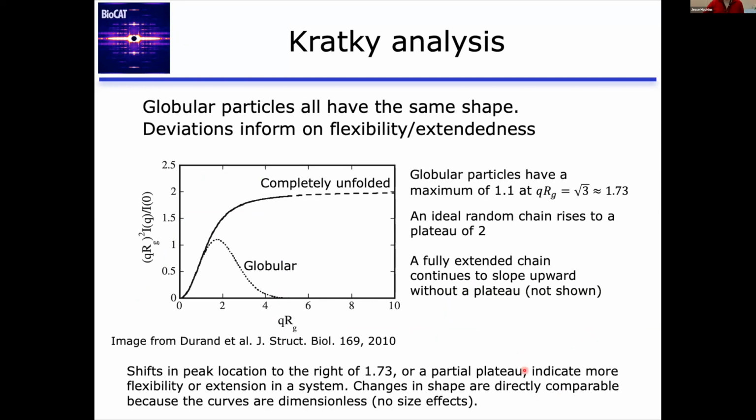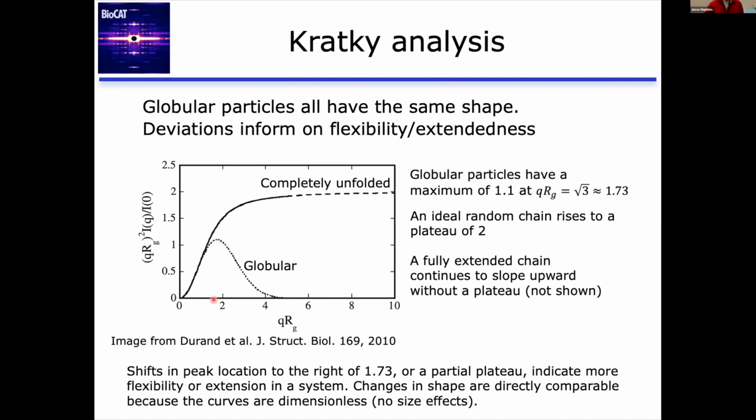So more generally speaking, globular particles on this dimensionless Kratky plot all have the same shape. Deviations from that shape inform on flexibility and extendedness. Something globular is going to come up and come back down in a relatively symmetric shape. It's going to come down near 4 in the QRG, it's going to peak at 1.1, and the peak position is going to be QRG of root 3, which is about 1.73. You can actually derive these parameters. These are nominally exact values for a sphere.